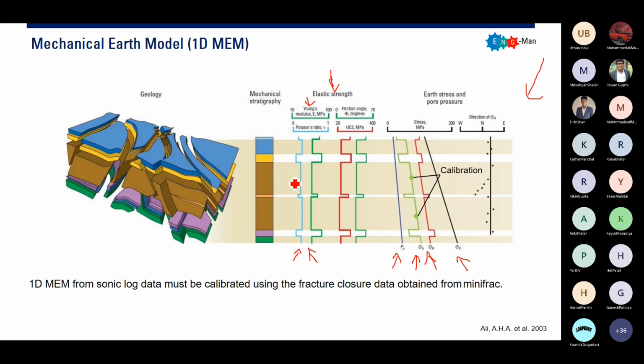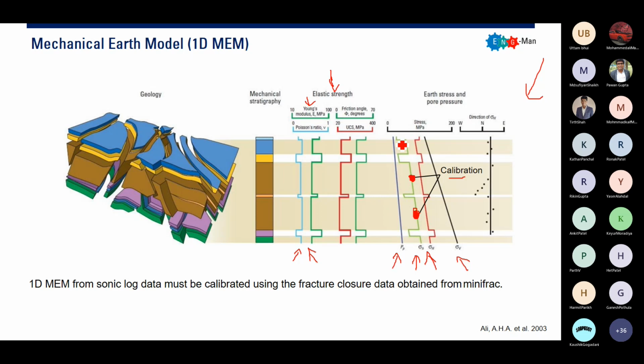Like for example, we have this log-derived mechanical earth model, and we have done mini-frac. We get closure pressure, and it is actually here. And here. That's why you can see calibration here. We have mini-frac data, closure pressure or closure stress, and you can see it has been matched with our log-derived minimum horizontal stress. And if it has been calibrated, then we can use this mechanical earth model to design the fracture, either 3D or 1D.